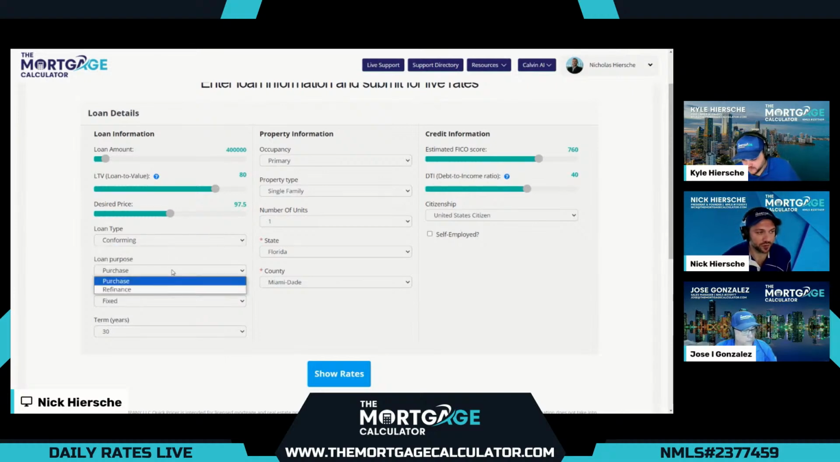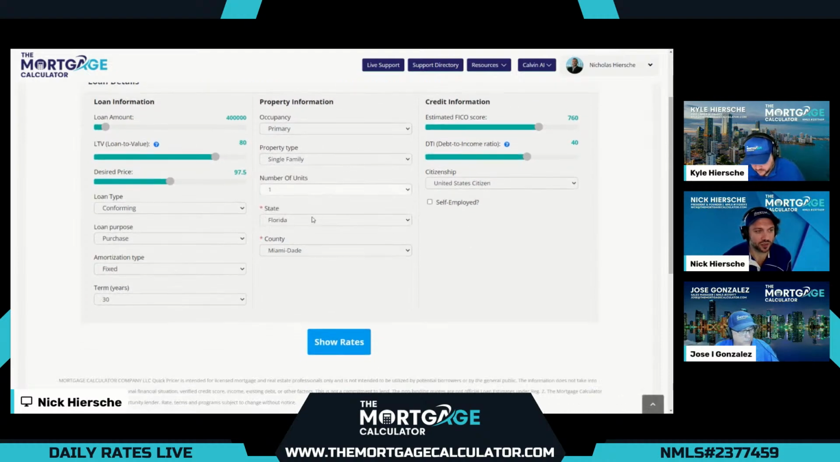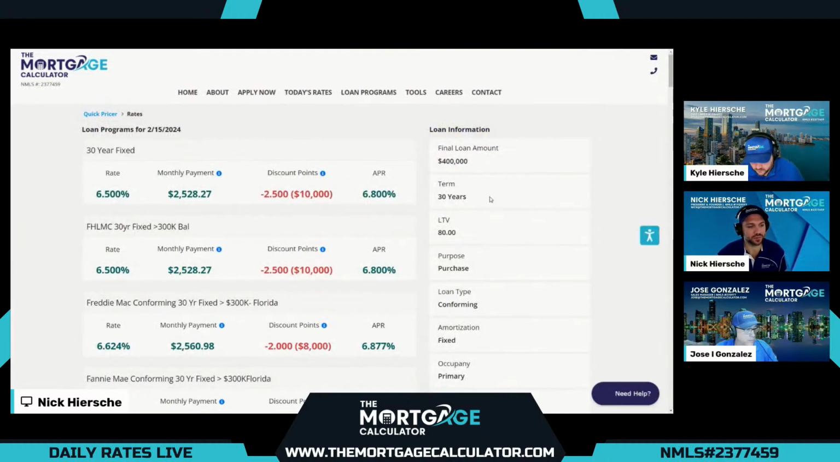We'll start with conforming conventional, purchase, 30-year fixed loan, primary occupancy, single-family home, 1 unit, state of Florida, county of Miami-Dade. For all the demos, we use an estimated credit score here of 760 and an estimated debt-to-income ratio of 40. So let's see what we have today.